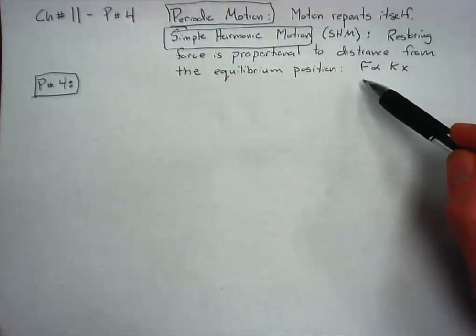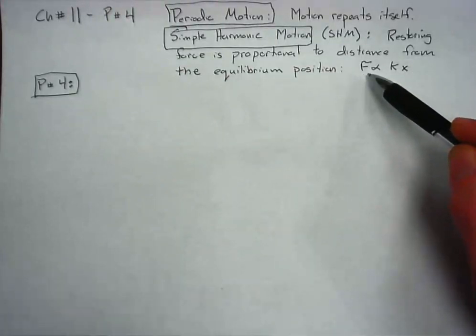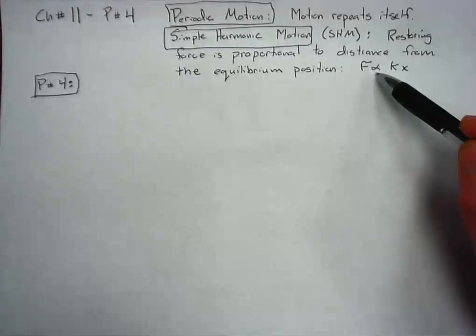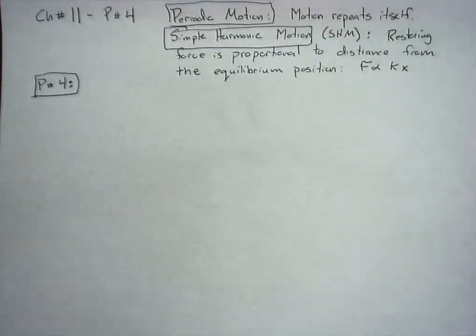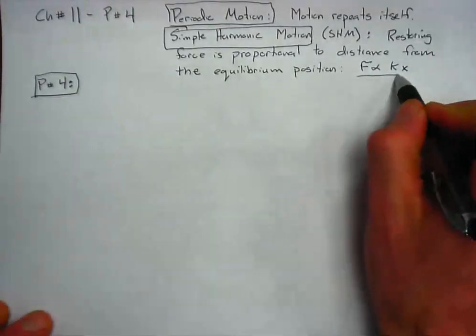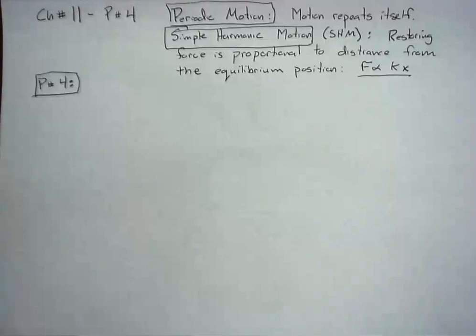But the restoring force has to be proportional to, say, a constant times the distance from equilibrium. And I know what you're thinking, Mr. Kirsten, I've seen something that looks like that before. That's Hooke's law. That's the force a spring exerts. And as it turns out, you're correct. A mass on a spring is simple harmonic motion.